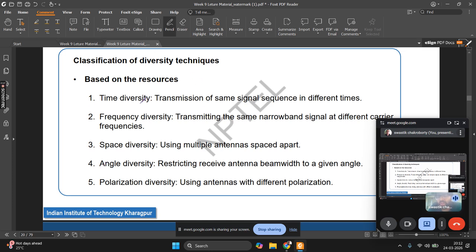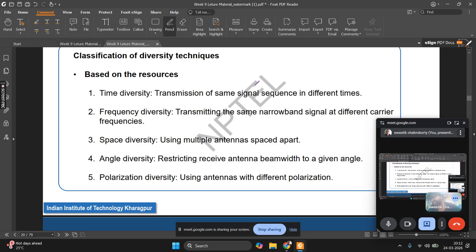Now, another way of classifying diversity is by how you are distinguishing the multiple copies of the signal. One way, I said, is space diversity, that is transmitting by multiple antennas. That is what is used in MIMO communications. But if you do not have multiple antennas, then you can employ other ways. It's time diversity, in which the same signal is first transmitted, then you wait for a while, and then you again transmit, and then you wait for a while, then you again transmit like this.